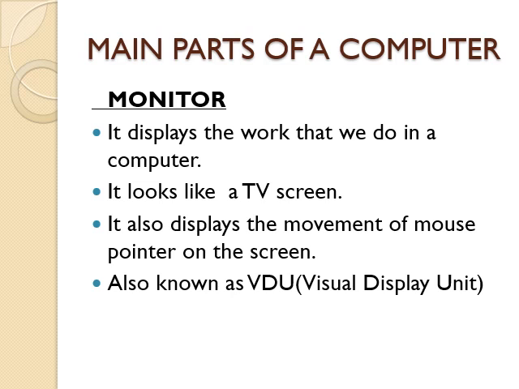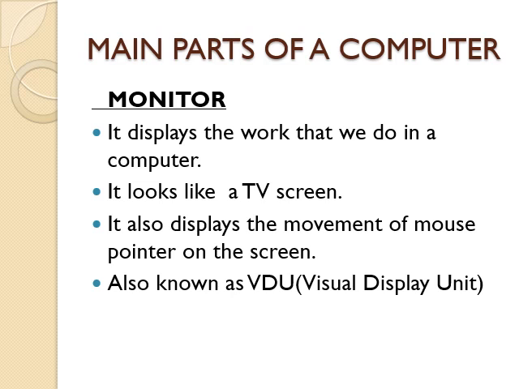While discussing the hardware parts of the computer, now we will be seeing the main parts of the computer. First one, monitor. The computer monitor, you must have seen, looks like a TV screen, and it displays the work that is done in the computer. It also displays the movement of the mouse. It is also called VDU or Visual Display Unit. The information that we see on the computer monitor is called soft copy.